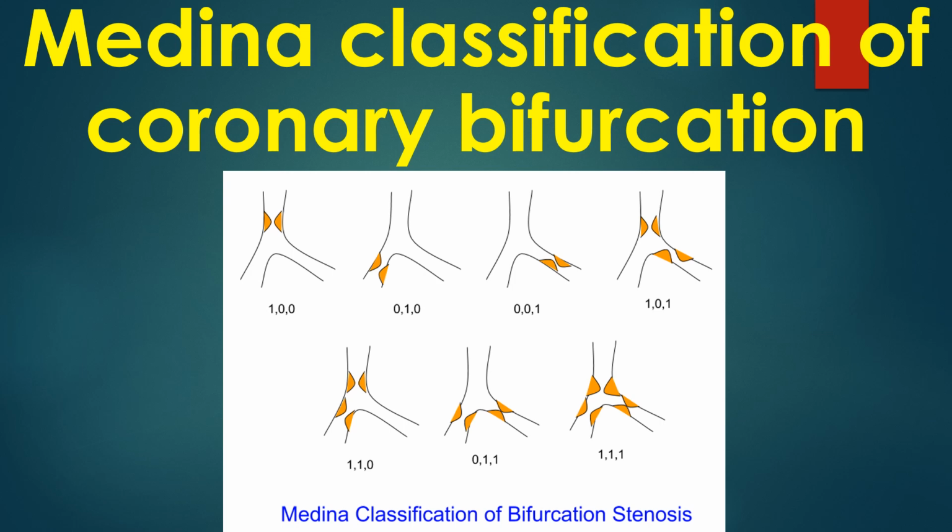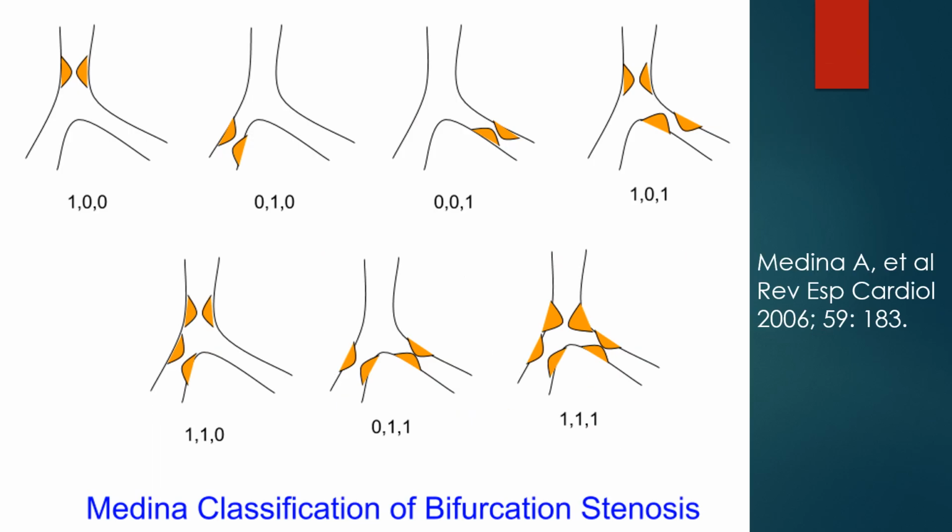Medina classification is a popular classification of coronary bifurcation lesions. Medina classification of coronary bifurcation lesions involves assigning a binary value 1 or 0 to each of the three components of a bifurcation, that is proximal region of the main branch, distal region of the main branch and the side branch. If there is more than 50% stenosis, a value of 1 is assigned. A value of 0 is assigned if the stenosis is less than 50%.